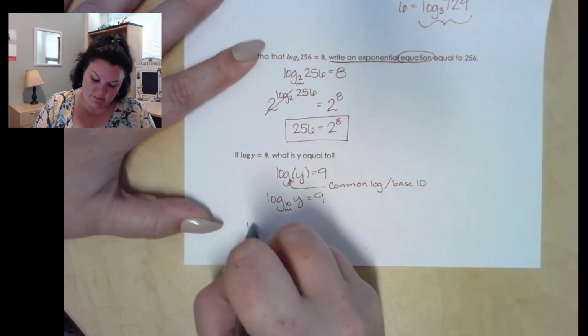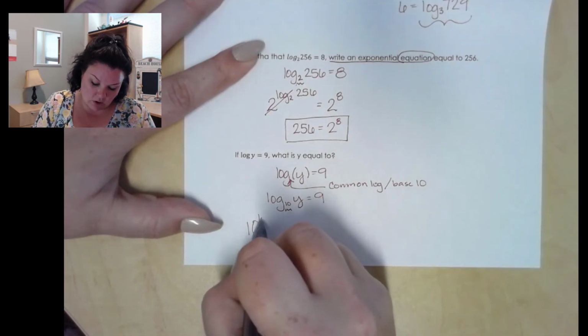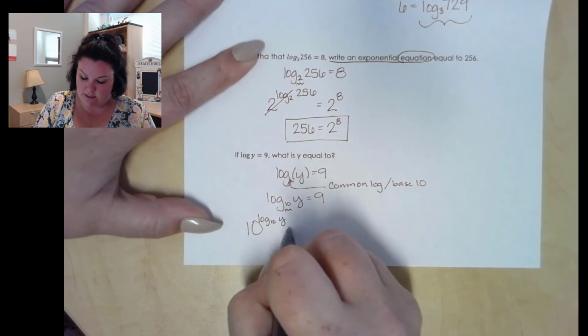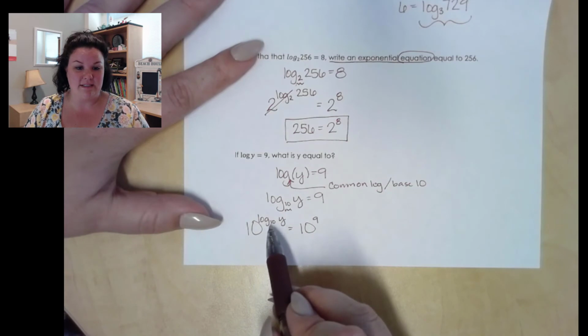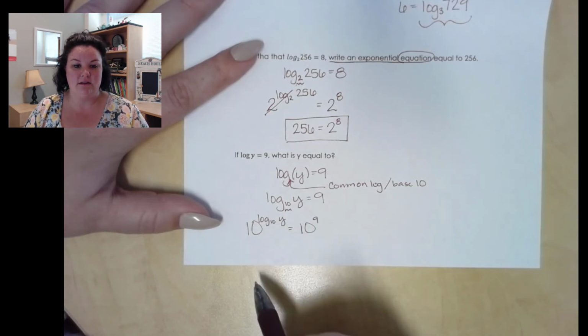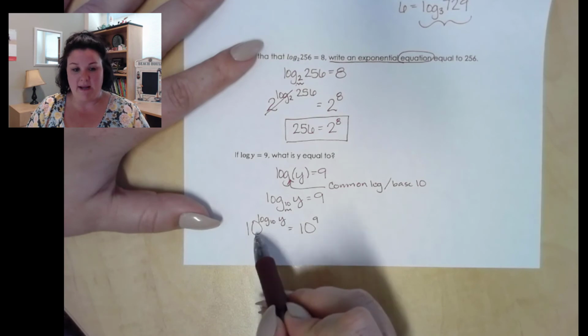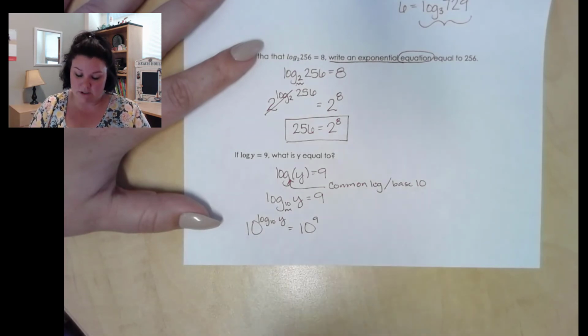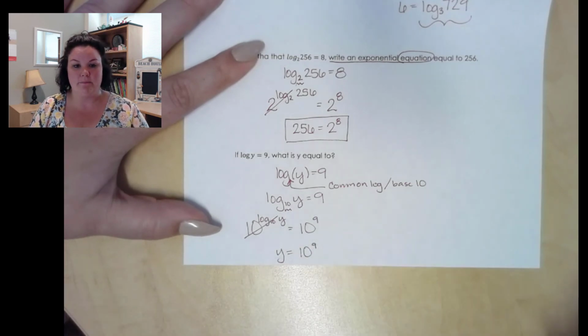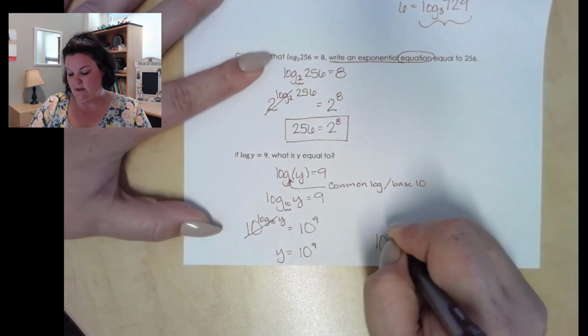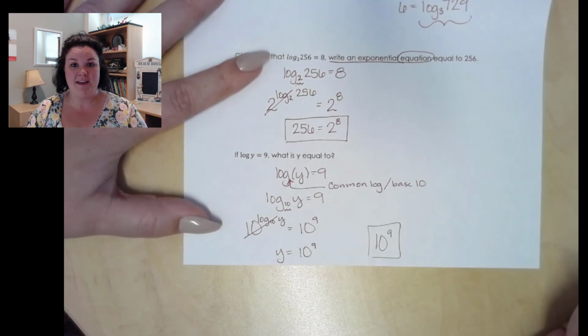So we're going to use a big exponential 10 and move our log equation up into the exponent. So 10 raised to the log base 10 of y equals 10 to the 9th. And now that my log base 10 and my exponential base 10 are inverses, those cancel and I get y is equal to 10 to the 9th power. So they asked me what is y equal to, so my solution would just be 10 to the 9th power. Okay? All right, let me look at one more and then I will have y'all try some.